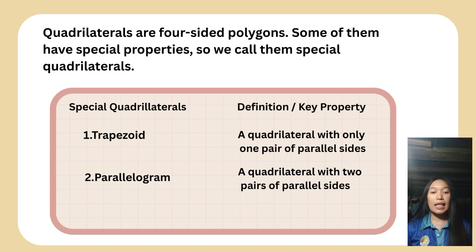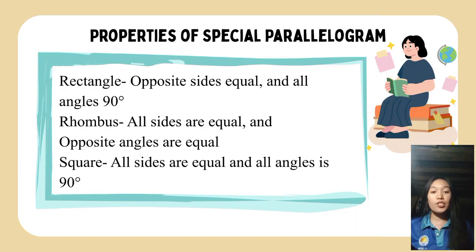And next is parallelogram. A parallelogram is a four-sided polygon with both pairs of opposite sides parallel. Opposite sides are equal, opposite angles are equal, and diagonals bisect each other. There are properties of special parallelograms. First is rectangle. A rectangle is a four-sided polygon with opposite sides equal and all angles 90 degrees. Its diagonals are equal and bisect each other, making it a special type of parallelogram.